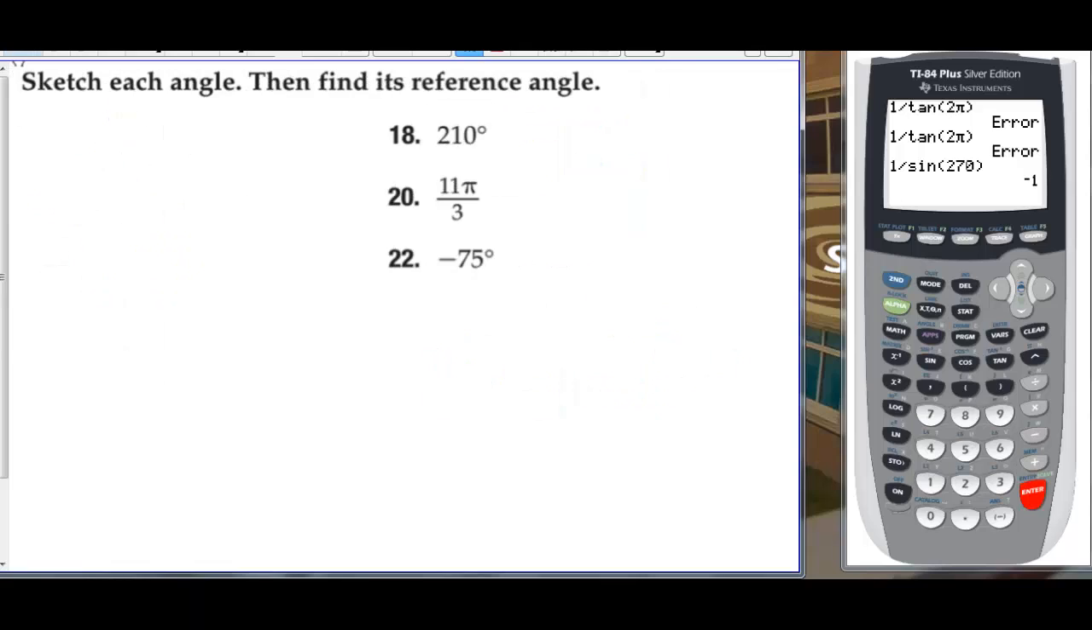Sketch each angle, then find its reference angle. Here's 210 degrees, which is 30 past 180. So that's how you draw an angle on the unit circle. So that's 210 degrees. The reference angle is how far away the closest x-axis is. The closest x-axis is right there, and it is merely 30 degrees away. There's its reference angle. And the reference angle is always reported as a positive value, never negative.